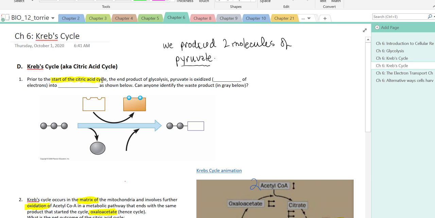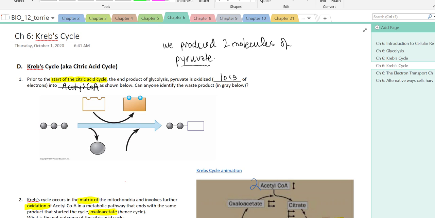prior to the start of the citric acid cycle, there's a very fundamental process which involves the oxidation of pyruvate. Now remember, oxidation means loss of electrons. And as electrons are lost from pyruvate, it's converted into a molecule called acetyl-CoA.